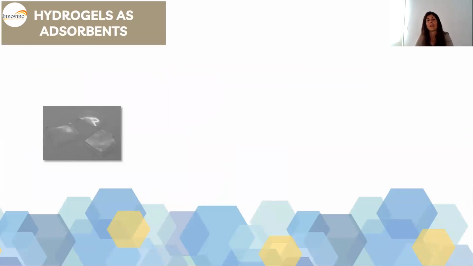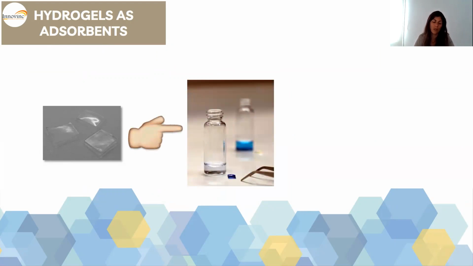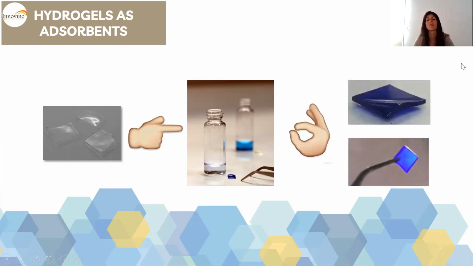Now let's talk about hydrogels as adsorbents. These kinds of materials are usually applied in the form of films or beads, and they are applied into a water sample to conduct a water treatment, and after a certain amount of time, we have the pollutant inside the adsorbent. As we can see here, we have a hydrogel having methylene blue inside it, and it is common that this kind of material can be reused.